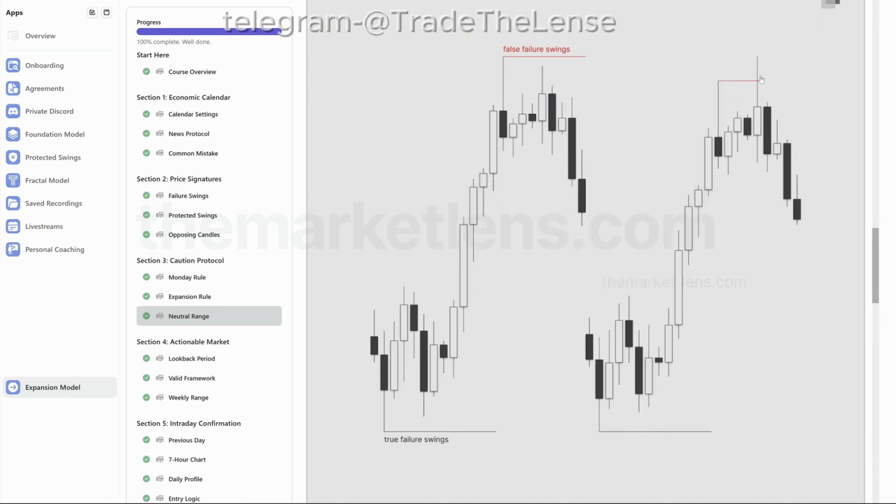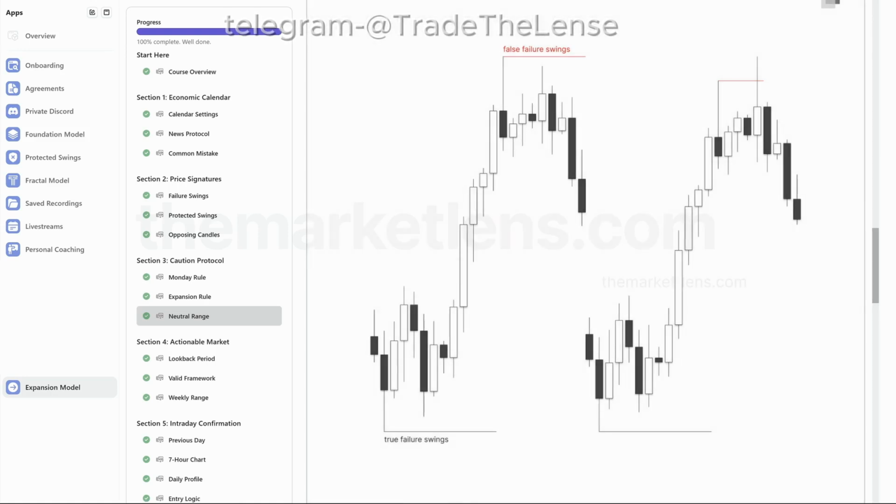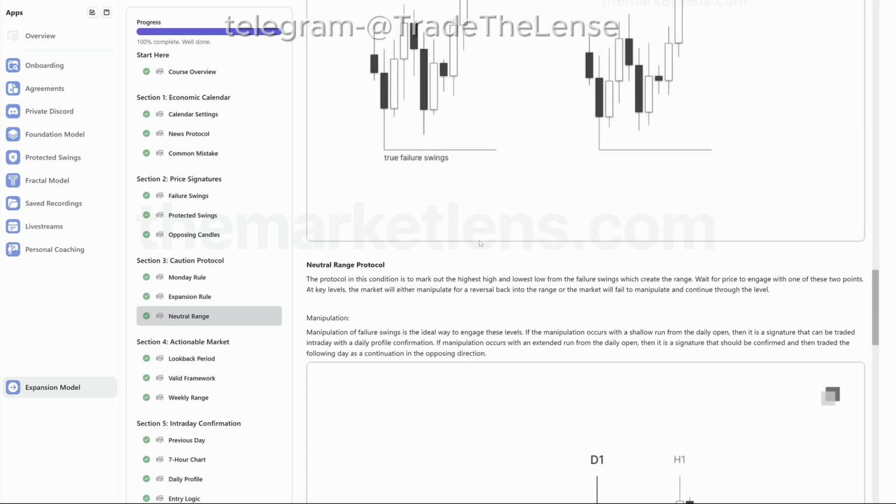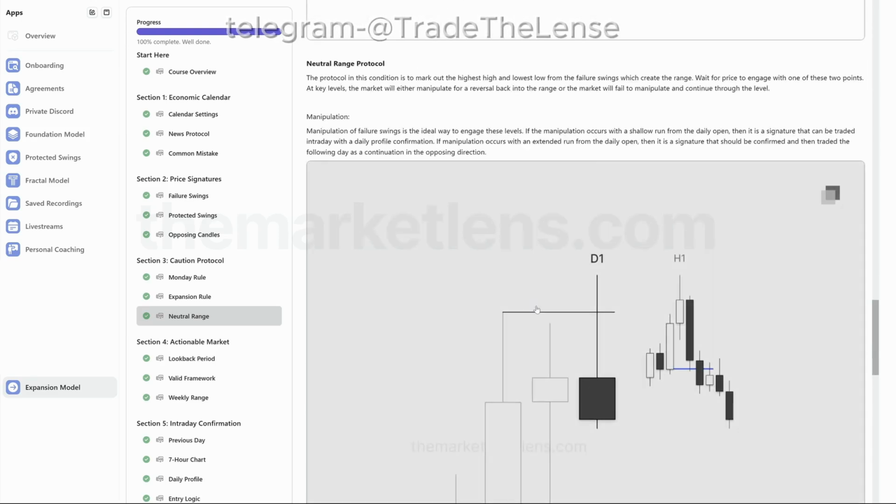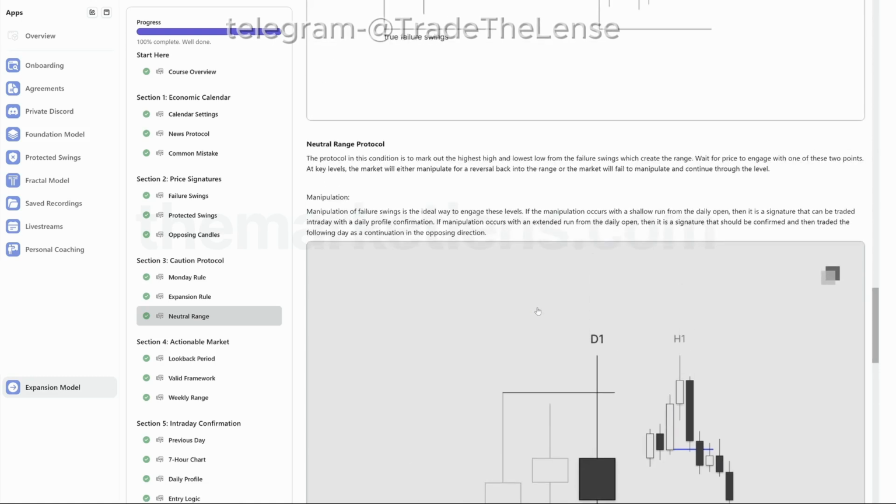So if there's a divergence off the high, this pair manipulated, I can actually trade that lower because we can trade into failure swings and away from a protected swing. But if you don't see that when you view a correlated pair, and that should be the first thing you do, then it is a neutral market, and then you can move on to the protocol of a neutral range, which is going to be really either one of two things. You mark out the high or low, and you're waiting for one of those two points to get traded into.